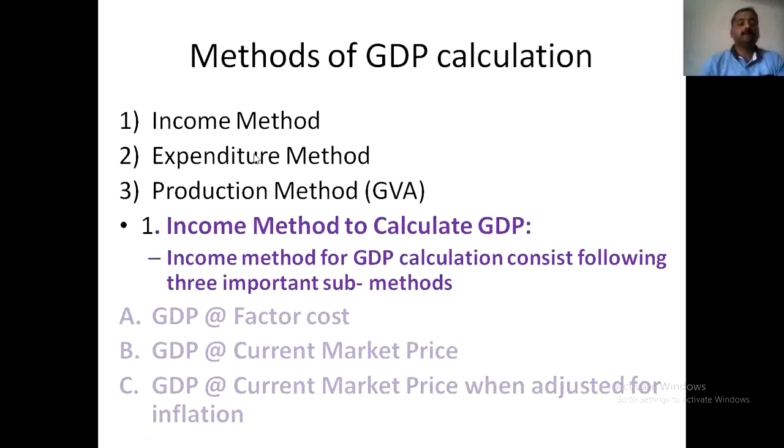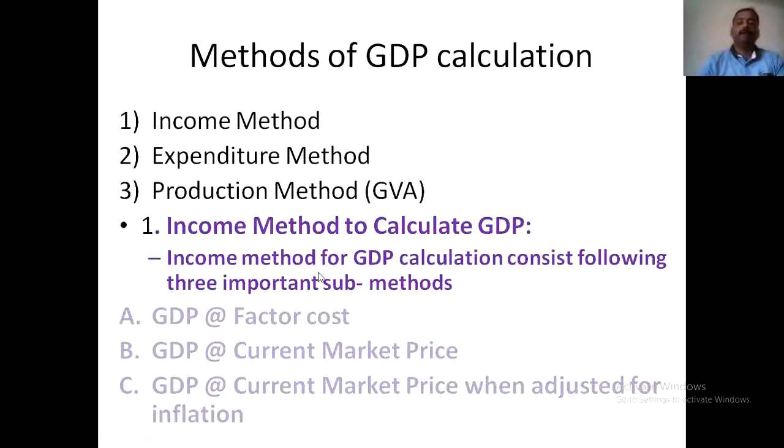The one is income method. The second one is expenditure method. The third one is production method. We are going to study all three methods in detail. The very first, I am going to start with income method to calculate GDP.